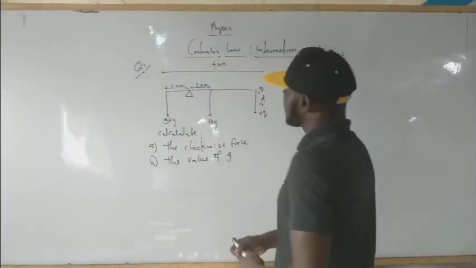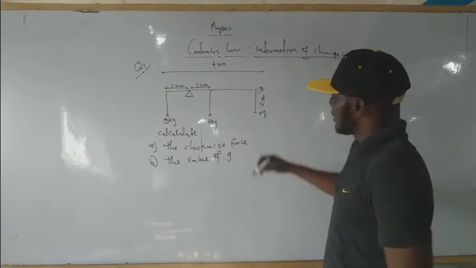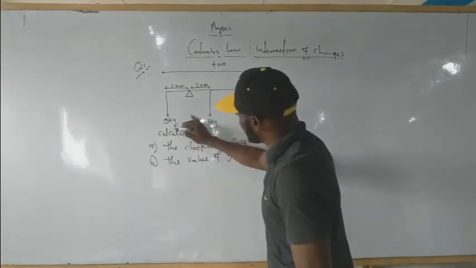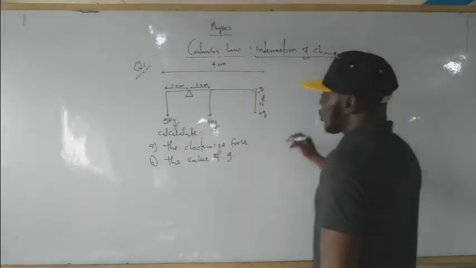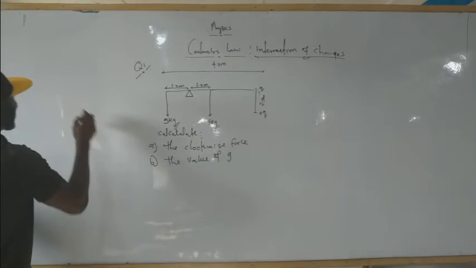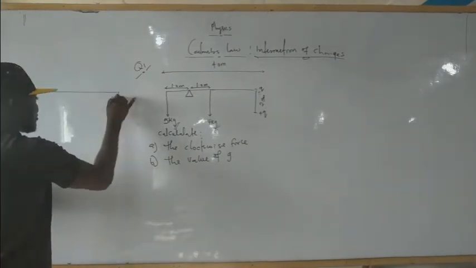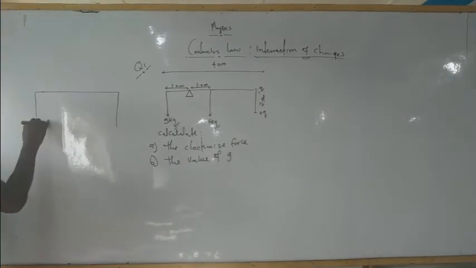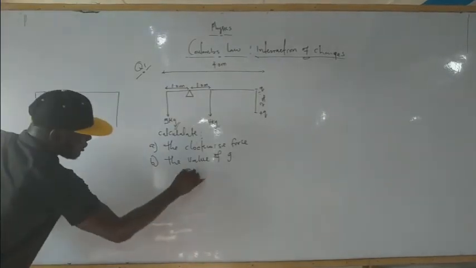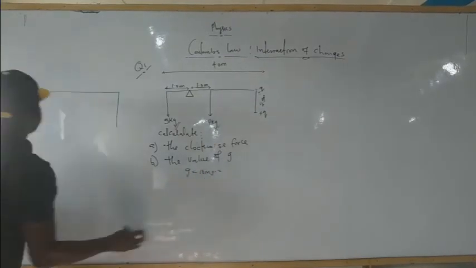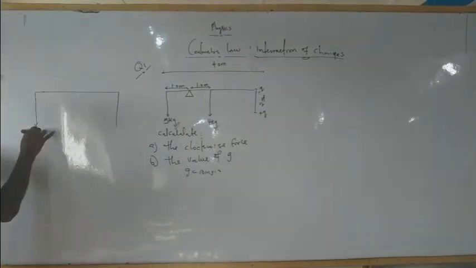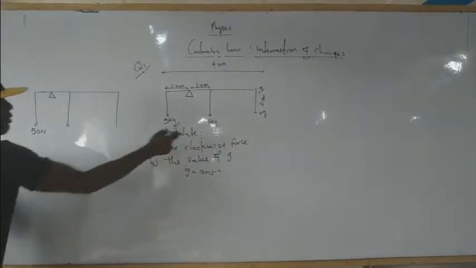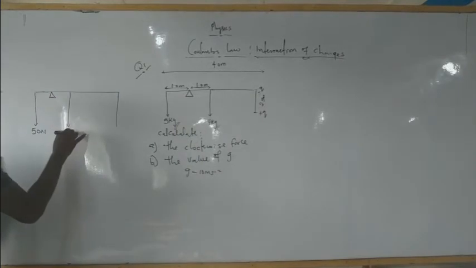Okay, looking at this now, we know that the unit of this is in kilogram. The unit of this also in kilogram. So we need to redraw the diagram. Redrawing the diagram now, we have to take G to be 10 meters per second square. So multiply this by 10, so we have 50 Newton. 4 times 10, that's 40 Newton.